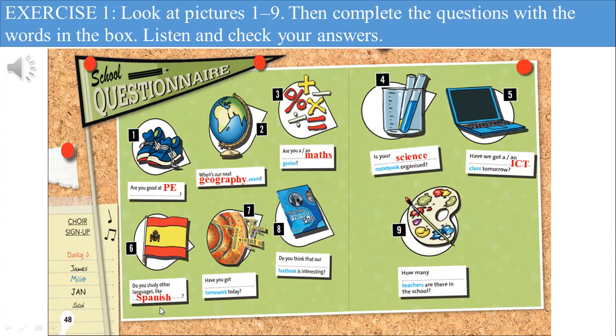Do you study other languages like Spanish? 7. That's right. Have you got history homework today? 8. Okay. Do you think that our English textbook is interesting? And the last one. That's good. How many art teachers are there in the school? Okay. So, I'd like you to take notes on the correct answers.